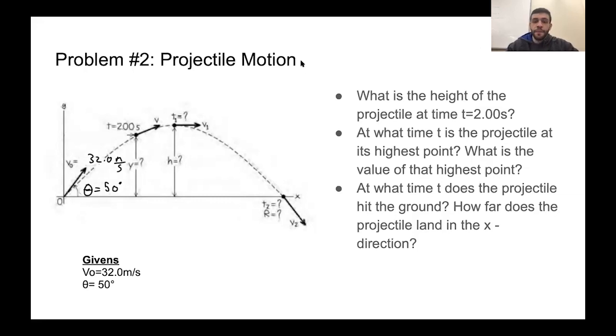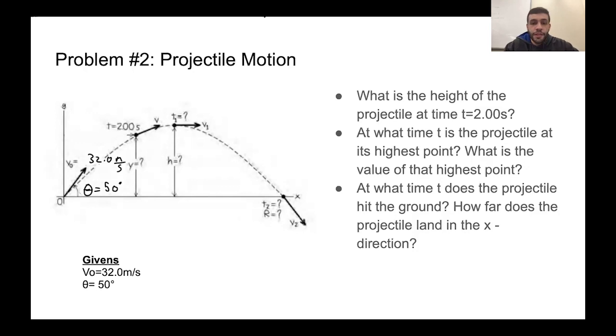At what time t is the projectile at its highest point, and what is the value of that highest point? So in meters, what is the highest y value that the projectile reaches? And at what time t does the projectile hit the ground? And how far in the x direction does that projectile travel once it hits the ground?